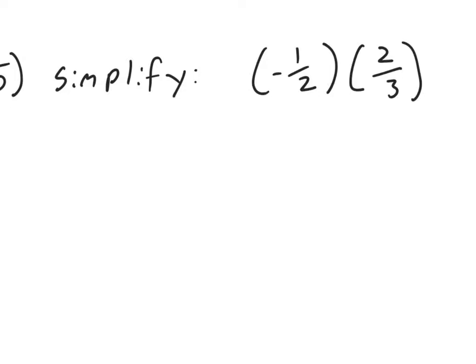So I'm looking at this. I have a 2 over here and a 2 over here. So those can simplify to 1 and 1. And I can do that before I multiply, just to make my multiplying a little easier. So I have 1 times 1, which is 1. I have 1 times 3, which is 3. I have a negative times a positive, so it's going to be a negative. So we end up with negative 1/3.